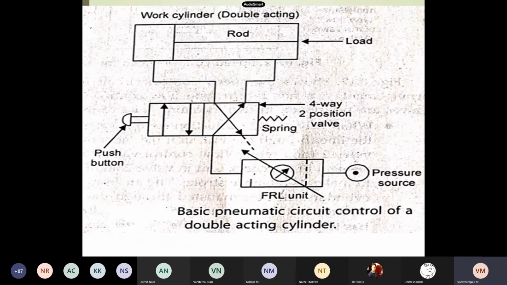And see the basic pneumatic circuit control of a double acting cylinder, and this is the line diagram. We have the cylinder at the top, and the load applied, the rod. Here we have the valve, that is a four-way two-position valve. Here we have the spring and push button, and the pressure source.